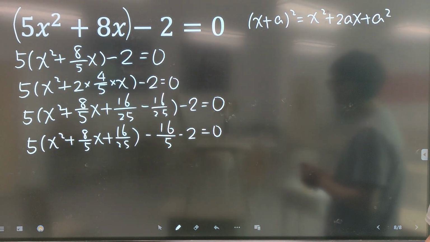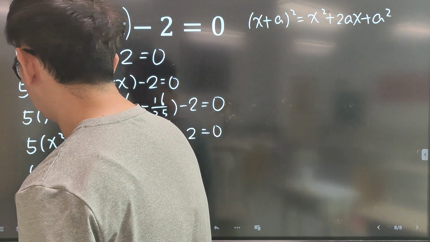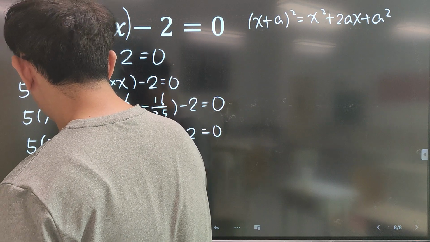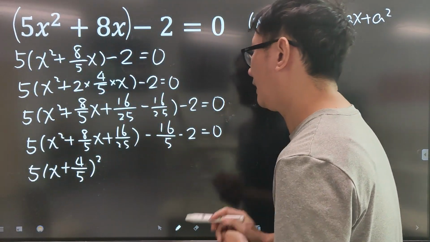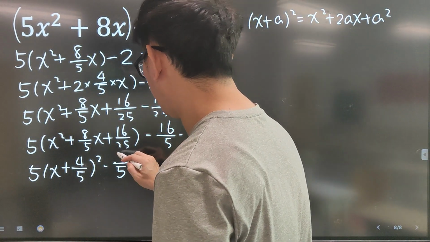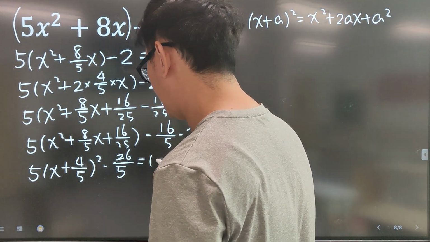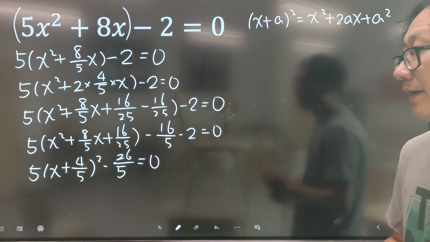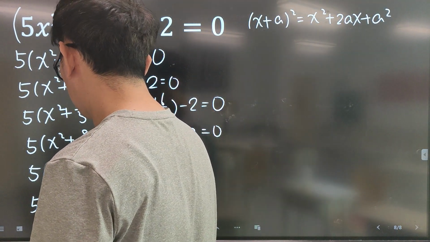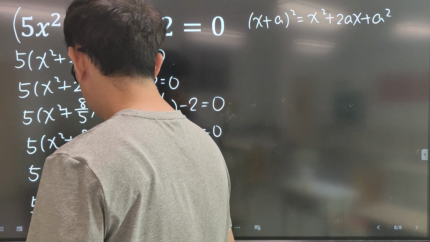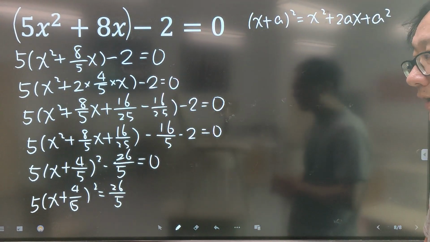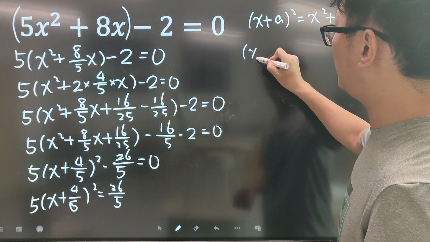Next, I will tidy this up a bit. Okay, so this becomes the square form. X plus 4 over 5, the whole thing squared. This will simplify to be 26 over 5 equals 0. Next, I will add 26 over 5 on both sides of the equation. And then I will divide it by 5 on both sides of the equation.